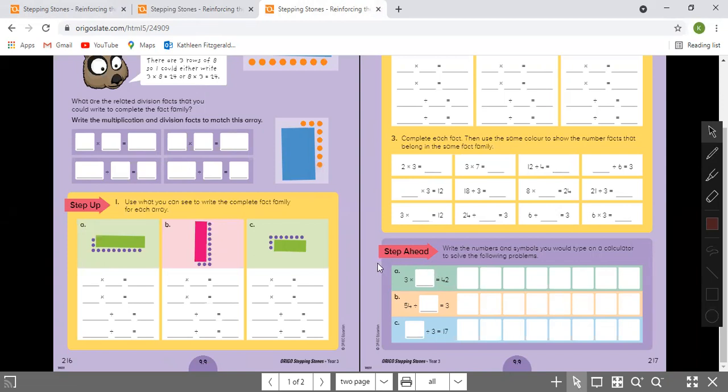And that's the end of our lesson for today. You're going to go and do 216 and 217. And then we're moving on tomorrow to look at volume.